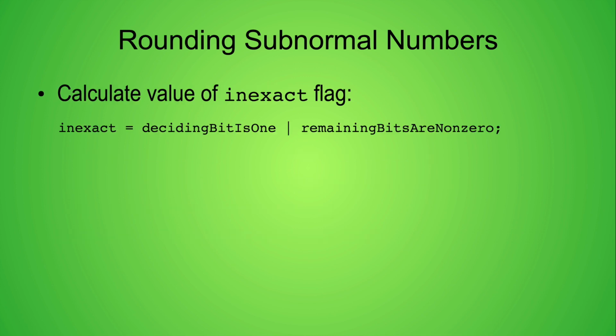Outside of the always block, I used the following code to compute the value of the inexact flag. In the code to convert integers to floating point values, this computation was done at a higher level in the logic. I moved this computation into the rounding module so I didn't have to duplicate the logic for computing deciding bit as 1 and remaining bits are non-zero. Having duplicate code causes code maintenance issues if we ever need to change the logic in the future. We would be at risk of not properly updating every copy of the code.